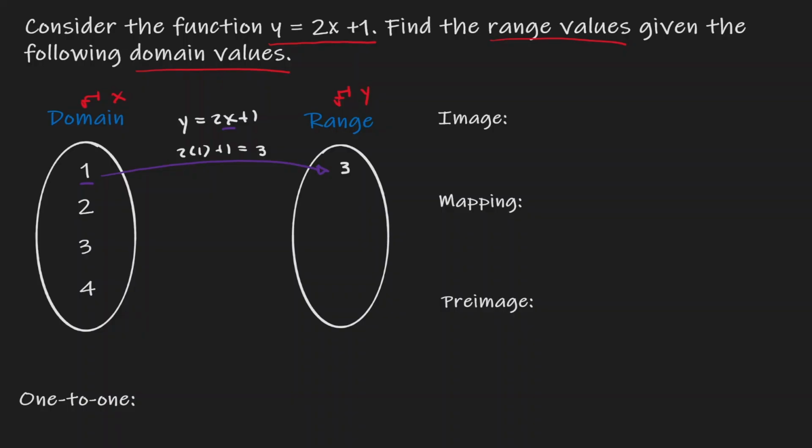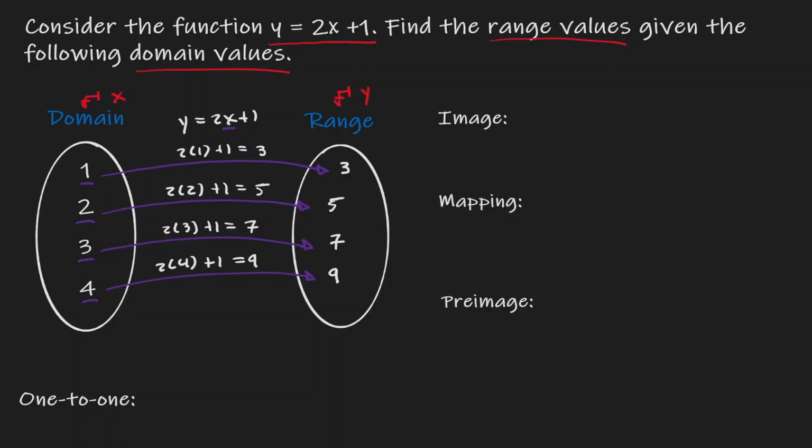Let's find the range value when the domain has a value of 2. So let's go to our function, and now let's plug in the value of 2. So we'll get 2 times 2 plus 1, which is equal to 5. That will be the next range value. When we plug in 2, we get a value of 5. And let's repeat this. Let's plug in the value of 3. Now the range value that we obtain is 7. Let's plug in the value of 4. Now we get a value of 9 out.